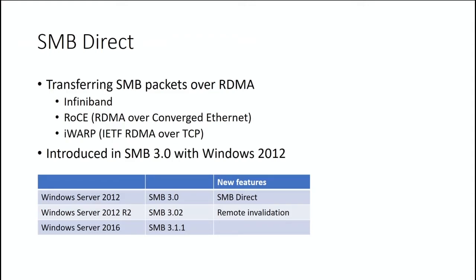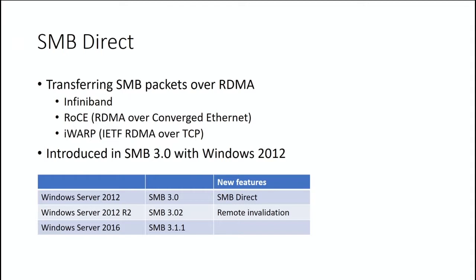So what is SMB Direct? SMB Direct is a protocol for transferring SMB packets over RDMA. Because it works on RDMA, it works on all transports supporting RDMA. That includes InfiniBand, RoCE or iWARP. So it doesn't care what kind of underlying transport it has, as long as it supports RDMA.